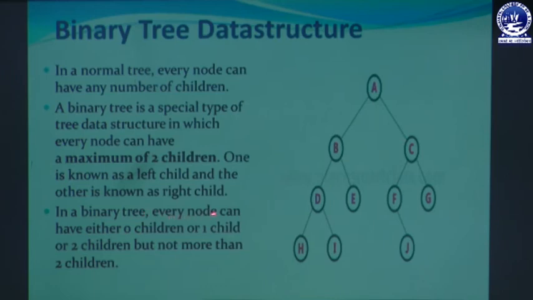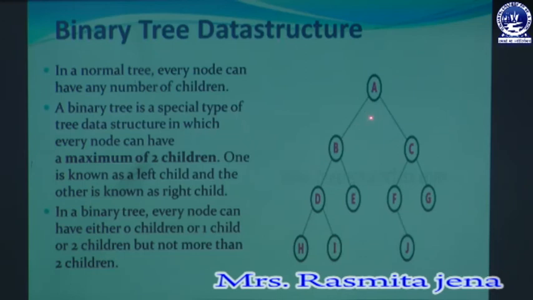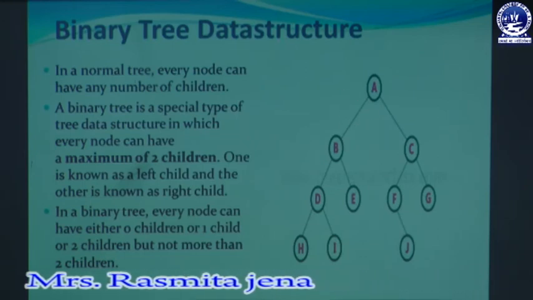And in a binary tree, every node can have either 0 children, 1 child, or 2 children. Maximum we have 2 children, but we can take 0 children, or you can take 1 child, or you can take a maximum of 2 children, but not more than 2. That is about the binary tree.